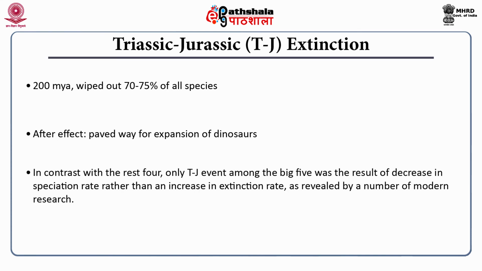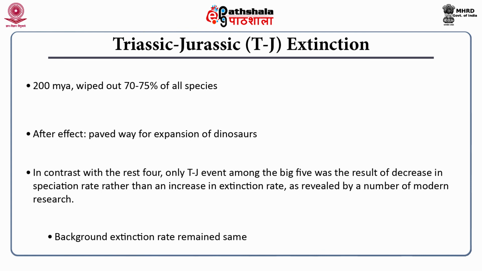So, in contrast with the other four extinction events, only the TJ event among the big five was the result of a decrease in speciation rate, because the background extinction rate remained the same, only the speciation rate went down. So, this is as revealed by a number of modern scientific studies.